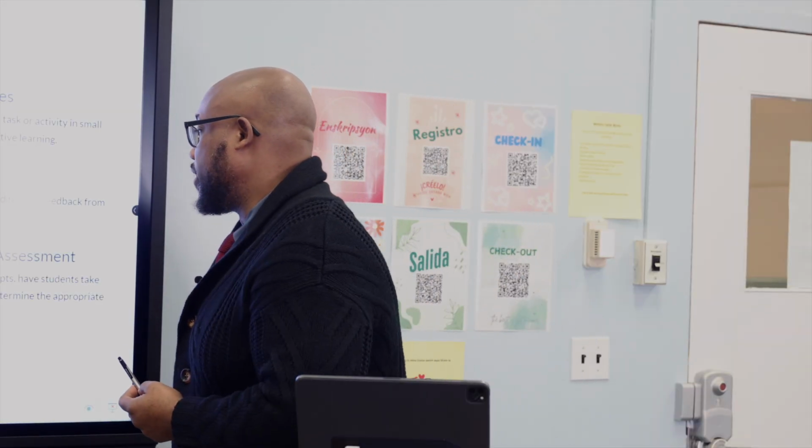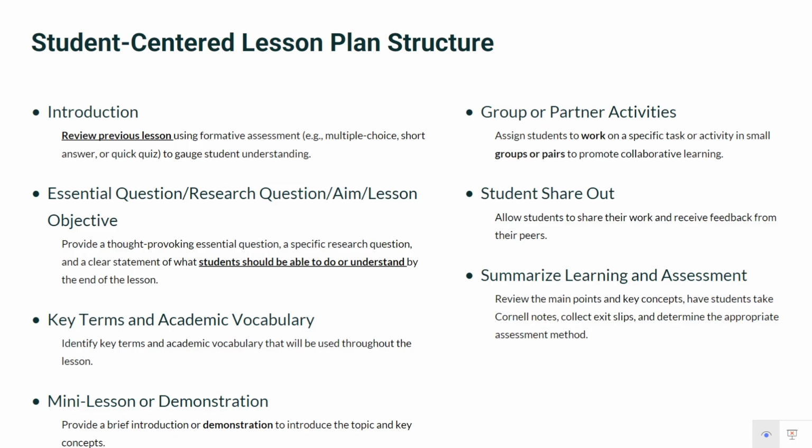Next, summarizing your learning and having an assessment. This is a challenge for a lot of teachers. I've done a lot of observations over the years, and closing out a lesson is the most challenging part for a lot of teachers.